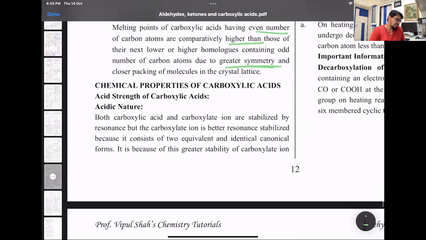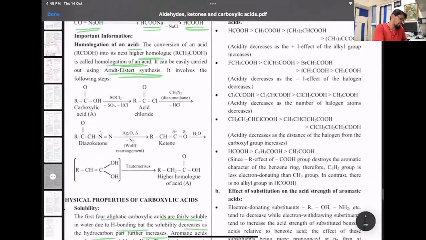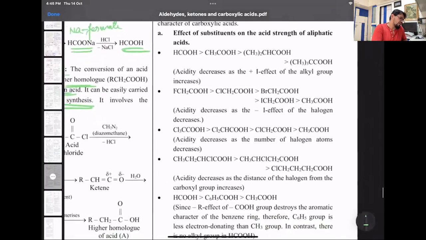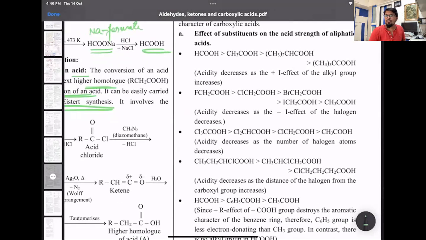And chemical property, the acid strength. When we are talking about acid strength, both acids and carboxylate ion are resonance stabilized, but the carboxylate ion is better resonance stabilized. That is one part. Now we have the effect of substituent. This is a very important part. The lower the bulk of the alkyl group, the more the acidic strength. So formic acid is stronger. Acidity decreases as plus I effect increases.